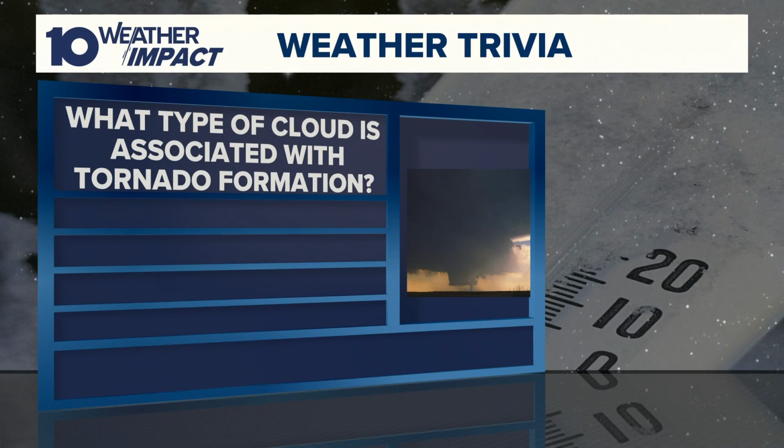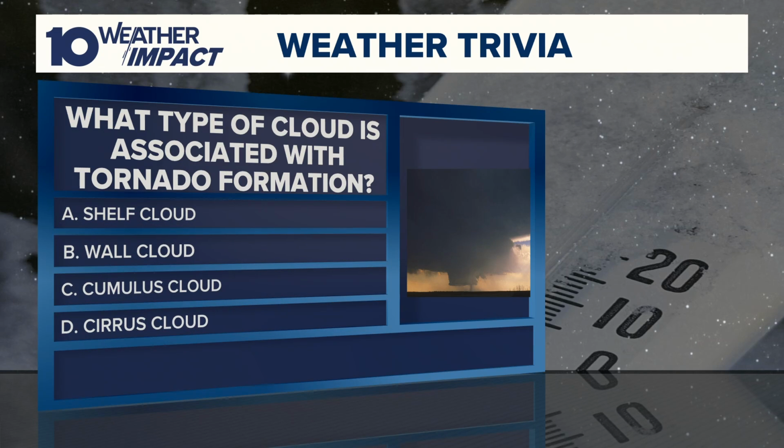We mentioned deadly tornado potential from Francine there, and that's what your weather trivia question's about, too. So we're kind of relating it back to Tropical Storm Francine. My question for you today is, what type of cloud is associated with tornado formation? It's not funnel cloud, that's what everybody wants to say, but it's not even one of the choices. It's A, shelf cloud, B, wall cloud, C, cumulus cloud, or D, cirrus cloud.